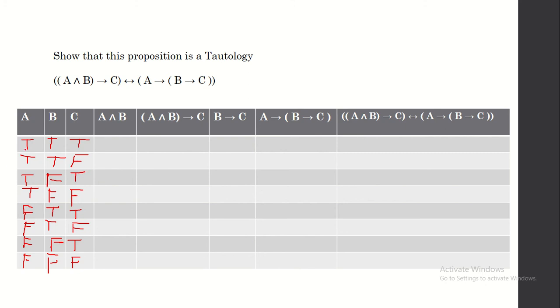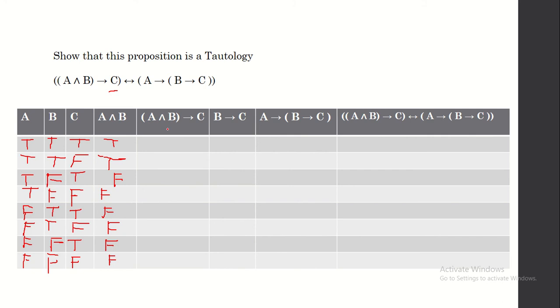So A and B will be true if both A and B are true. So here for these two cases A and B are true, so this is true, this is true, right? Then these two will be false as B is false, so false, false. Then these four will also be false as A is false, right? So false, false, false, false.